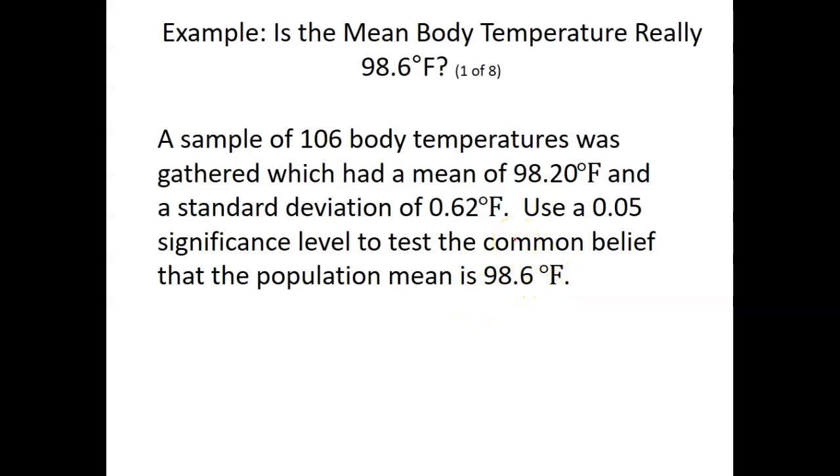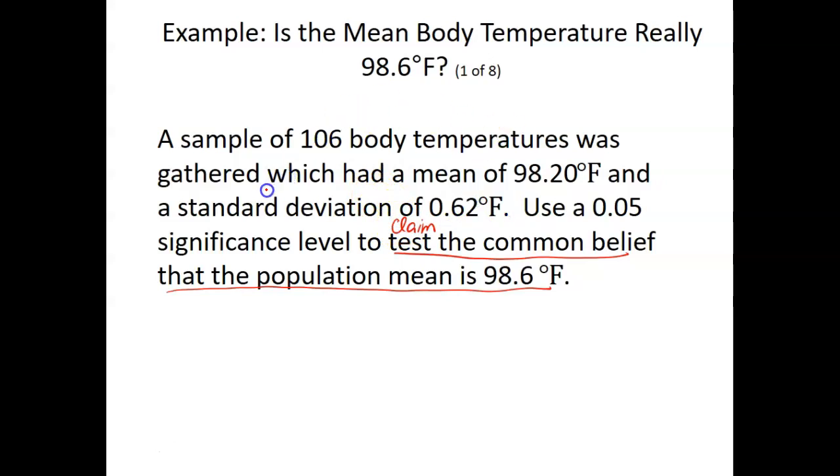There's been some controversy of late as to whether 98.6 is actually the mean body temperature. Some data says it's maybe a little bit lower than that, and so this is testing that claim. On this particular one, we want to test the common belief that the population mean is 98.6. So this is my claim statement here.